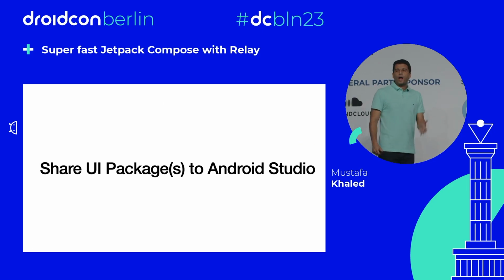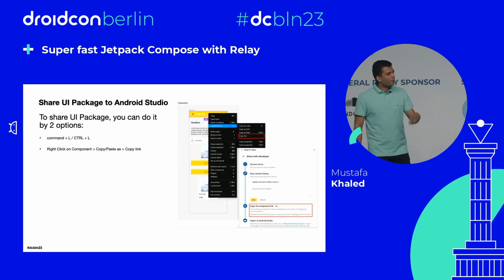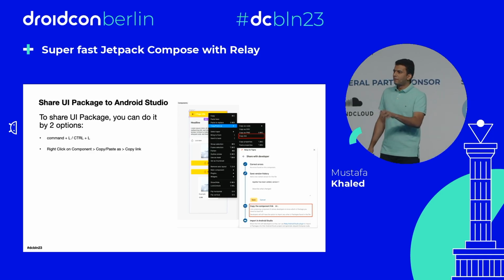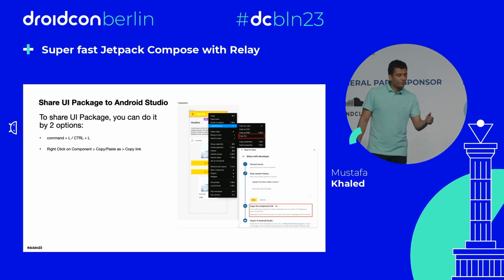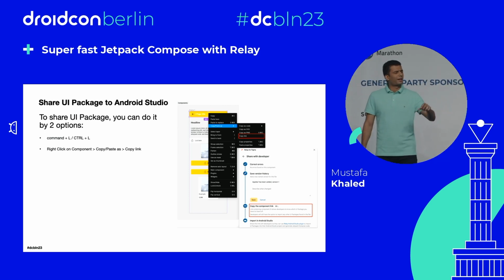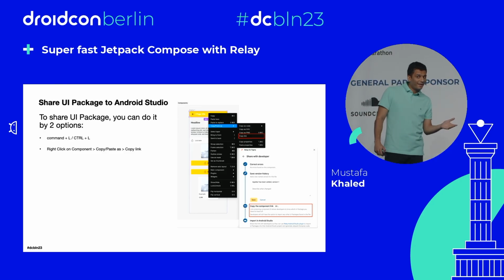After creating the UI package, it's time to share it with the Android developers in Android Studio. To do so, you have two options on the Relay plugin on Figma. The first option is to press Command L or Control L, and you will have a link on the clipboard. So this is the first option.